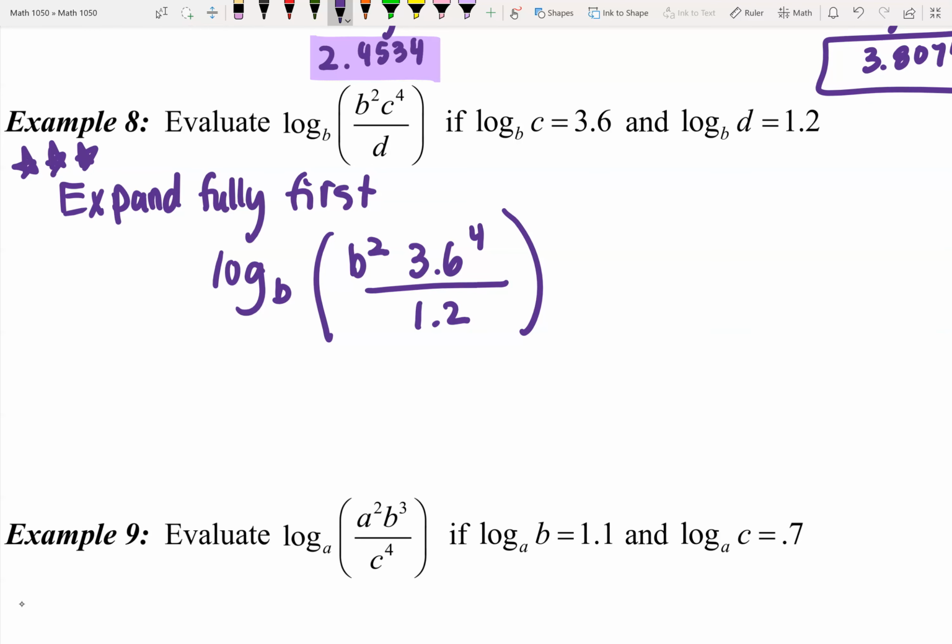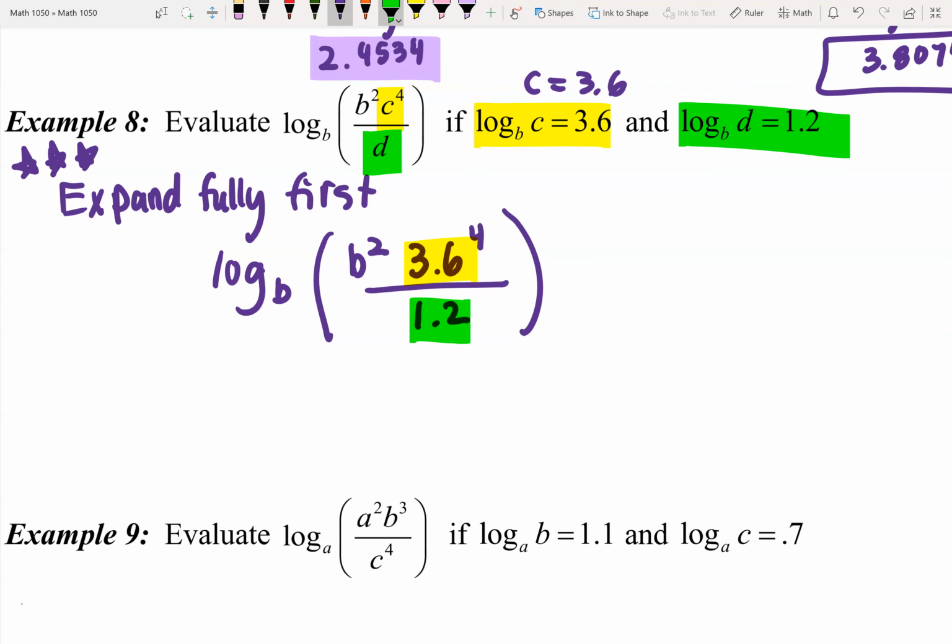You put 3.6 in for only C, not log base B. Yeah, you're exactly right. Look, I put C is 3.6. This does not say C is 3.6. I put in 1.2 for D. This does not say D is 1.2. Okay, so don't do that.